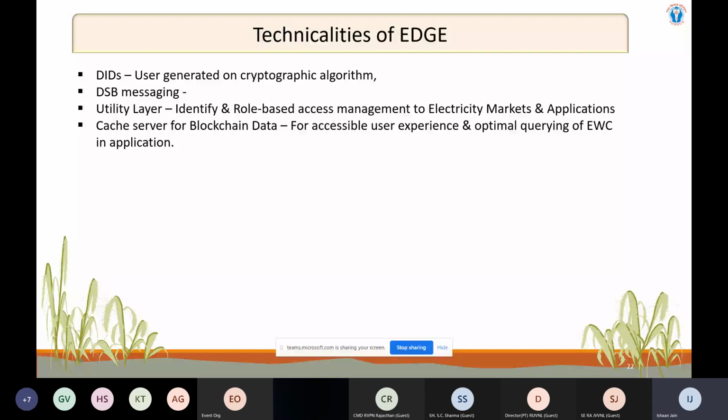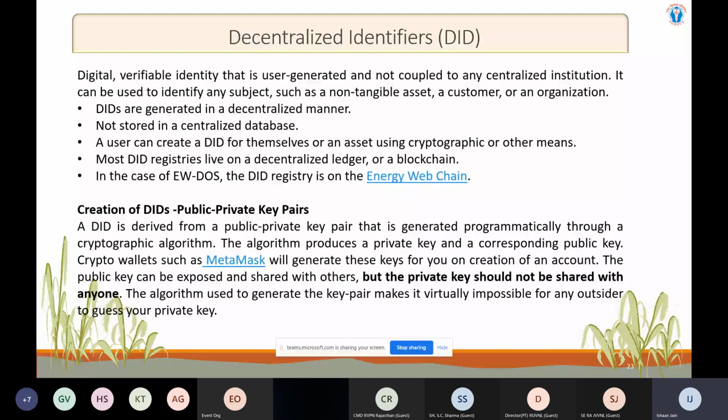Utility layer, identity and role based access management. You can identify the persons, you can identify the SLDCs or the grid operators, and you can assign roles to them also. The help desk is particularly for user friendly experiences, and for whatever queries you want to raise on this particular network. These are the decentralized identifiers.